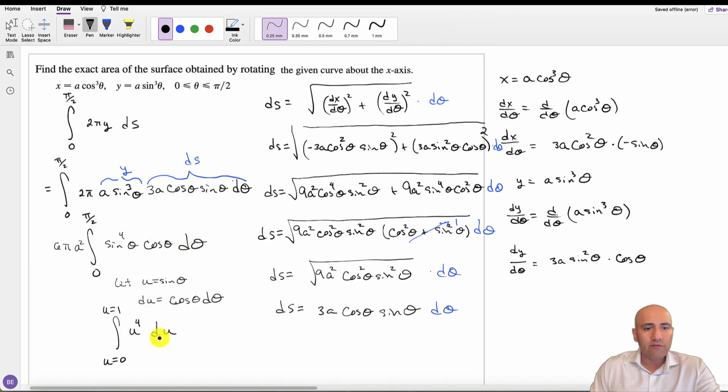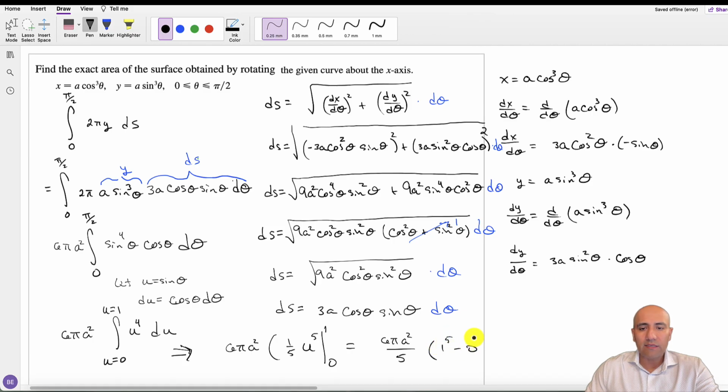So evaluating this gives me that this is just going to be equal to, I'll bring down the constants, 6 pi a squared, and then this is going to be 1/5 u to the power of 5, evaluated from 0 to 1, which then becomes 6 pi a squared over 5. And this is going to be 1 to the 5th power minus 0 to the 5th power, which is just going to become 1. And so we end up with our final answer of 6 pi a squared all over 5. Cool, and that'll be our answer.